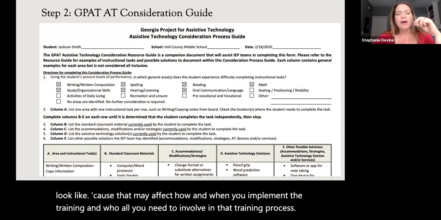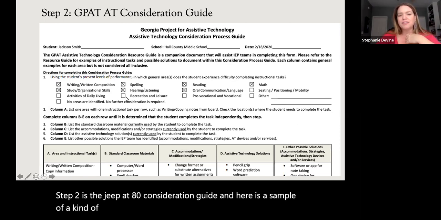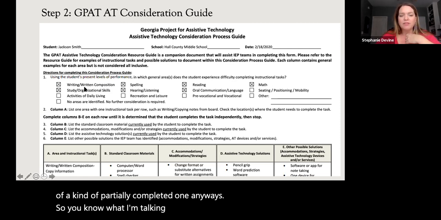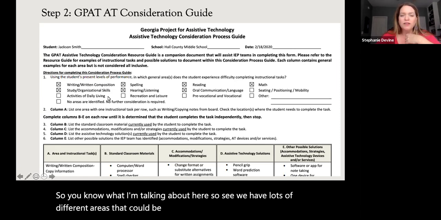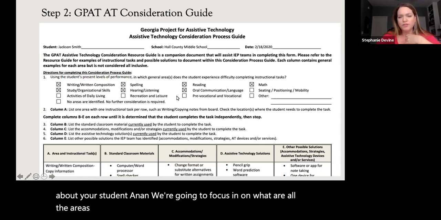Step 2 is the GPAT AT consideration guide. And here is a sample of a partially completed one anyways, so you know what I'm talking about here. So see, we have lots of different areas that could be considered. Now, I want you to think about your student, and we're going to focus in on what are all the areas of need for your student.